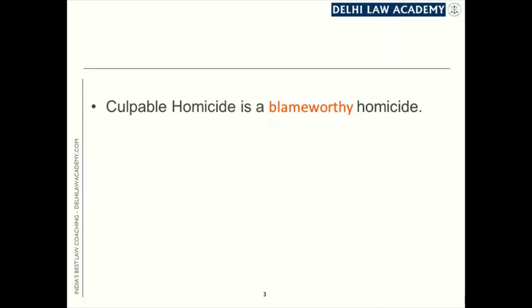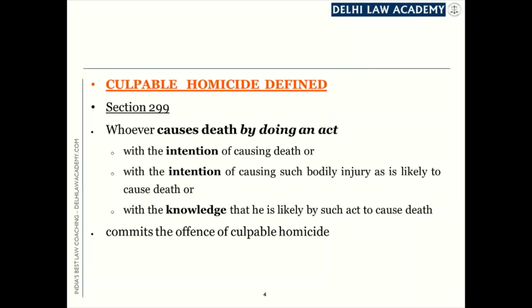In India, culpable homicide is an offense and is punishable. It is punishable in three different ways in sections 302 and 304. But punishments later. First, the definition. The offense of culpable homicide is defined in the Indian Penal Code in section 299. And here is how it is defined.